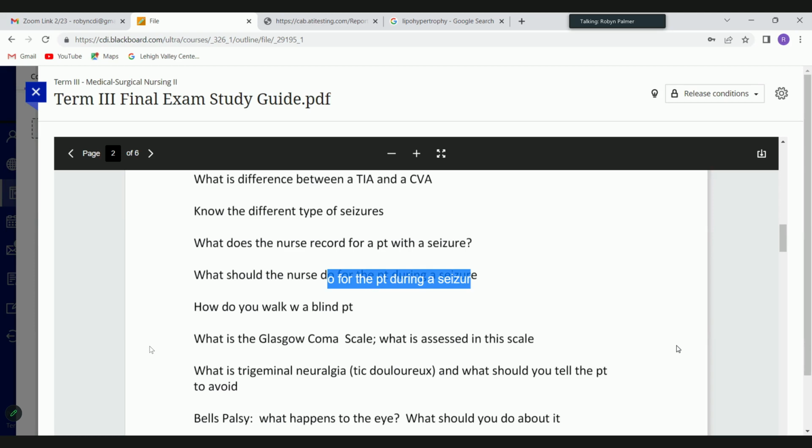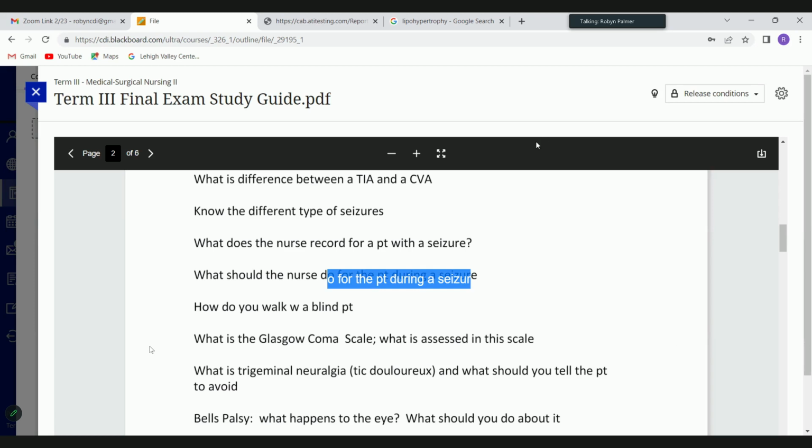Do we put anything in the patient's mouth to protect them from swallowing their tongue? No, he's not going to swallow his tongue. But you might get your finger bitten off because they're clamping down. We're going to turn their head to the side so they don't aspirate.